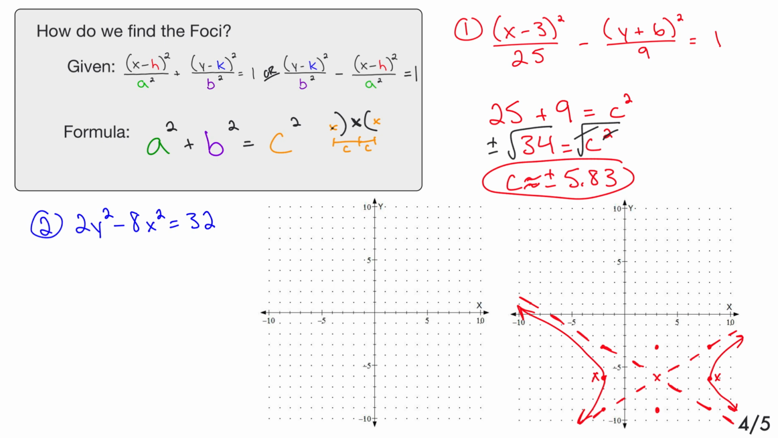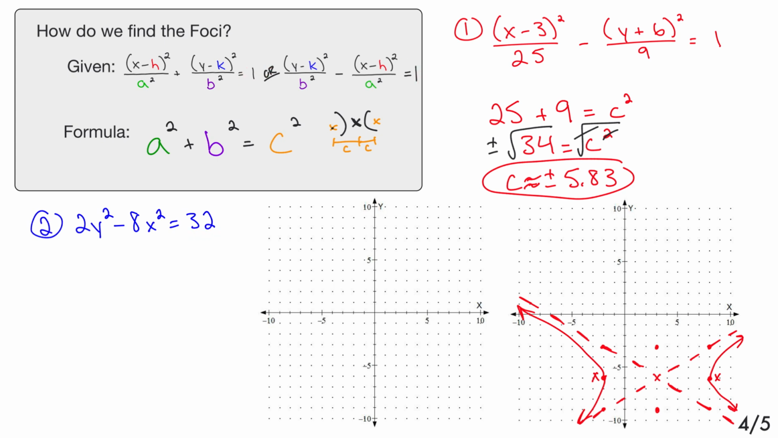Now, for problem number 2, we have a bit of an issue because problem number 2 is not written in the graphing form that we are used to. So we're actually going to have to do some math before we can do any of that. Again, note that my forms require that this equation be equal to 1. Right now we're equal to 32.